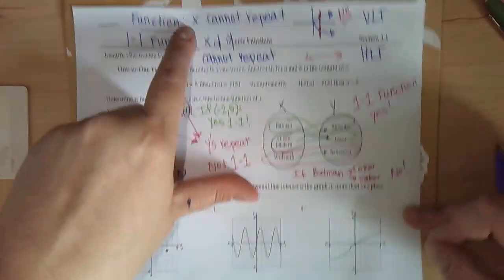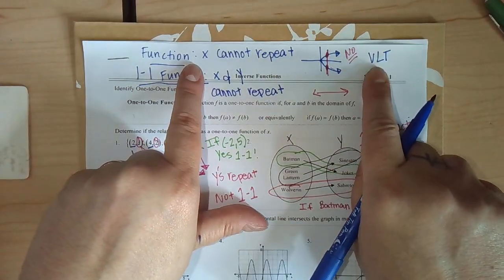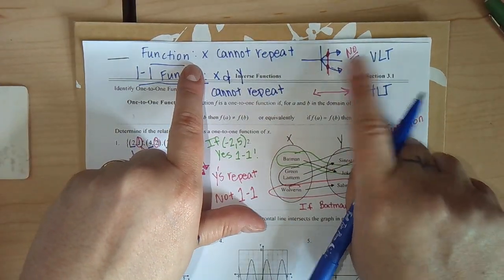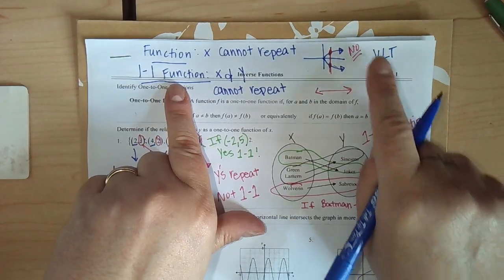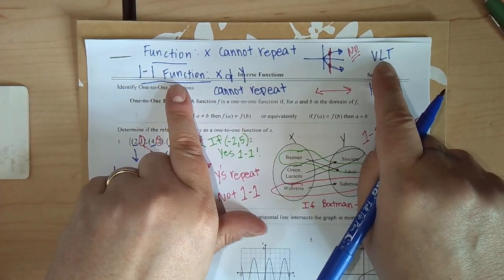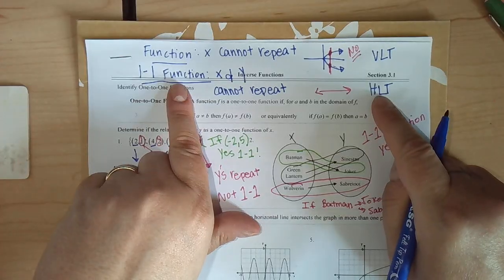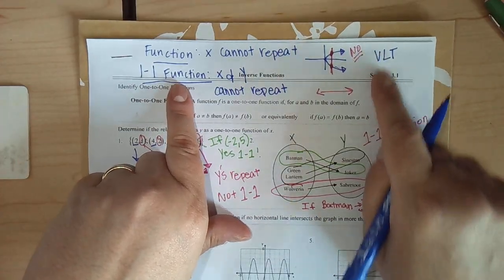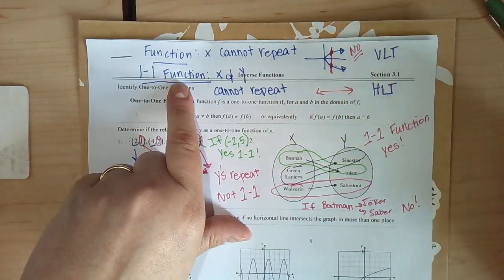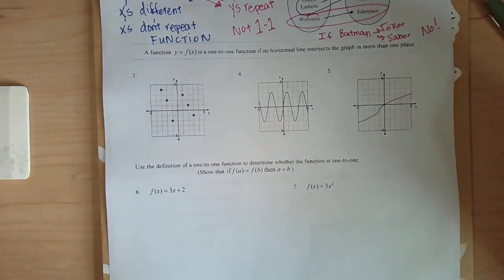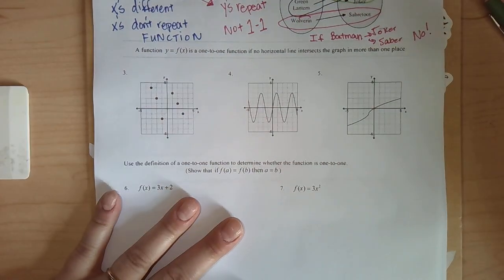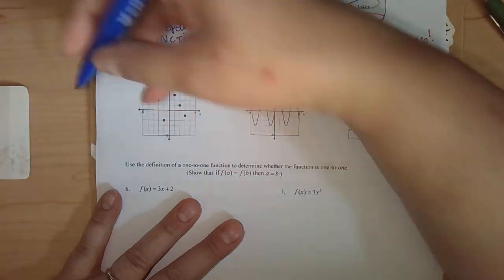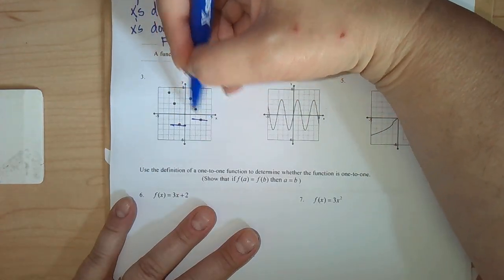So, to be a function, the vertical line test has to only pass through your curve once. To be a one-to-one function, not only does the vertical line test only pass once, but so does the horizontal line test. They both have to only pass once for it to be a one-to-one function. Okay, so let's look at this number 3. We're trying to see if it's a one-to-one function. Well, first let's draw a horizontal line.